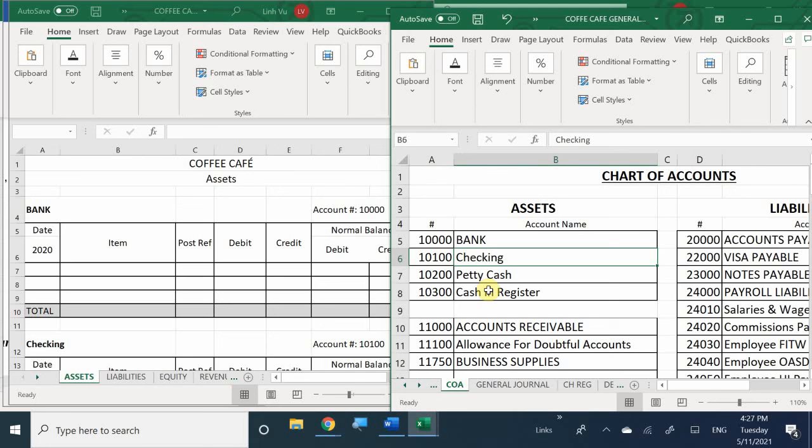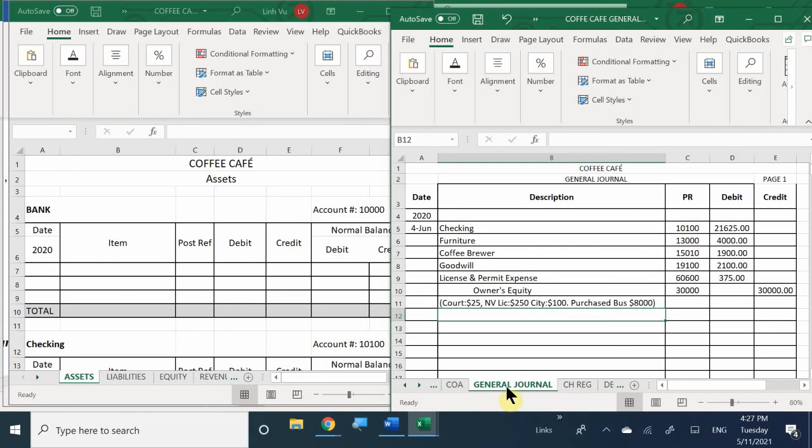Okay. But since this is our first time looking at this, I just wanted you to recognize that for each account on here, I made indications that this is a main account, this is a sub account, this is a contra account. Okay. So that's just a little heads up there.